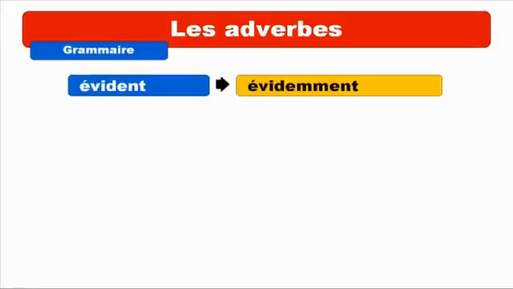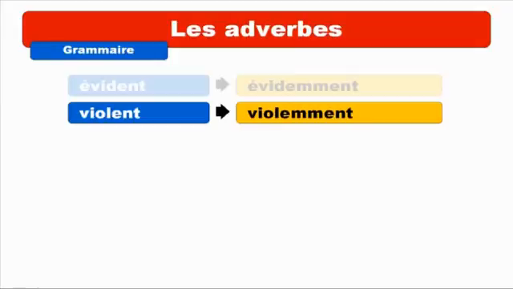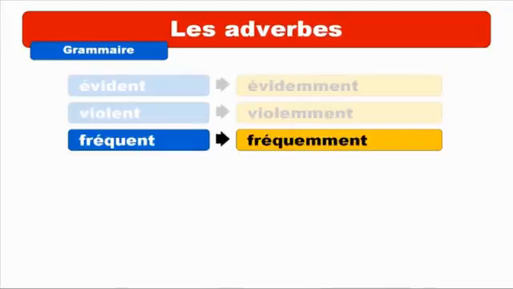Let's have a look now at the first group of exceptions. It's évident. Repeat. Évident. And it does give you this évidemment pronunciation. Évidemment. Repeat. Évidemment. Second example for this category is violent. Repeat. Violent. And it does give us this adverb violemment. Same concept. You pronounce it as if there was an a. Violemment. Repeat. Violemment.